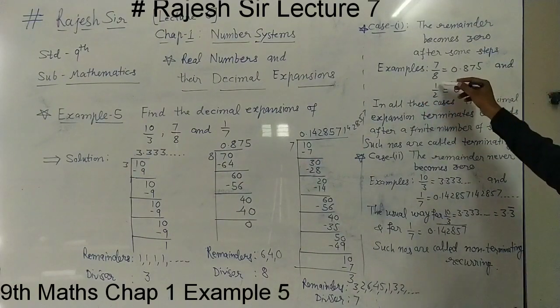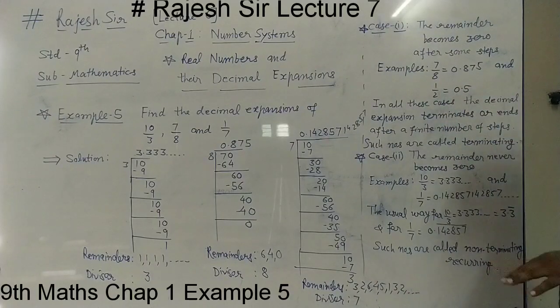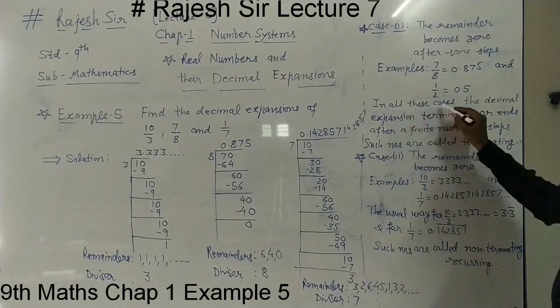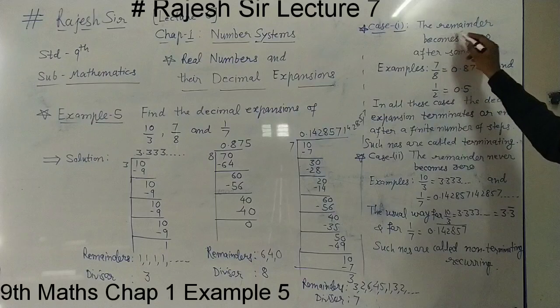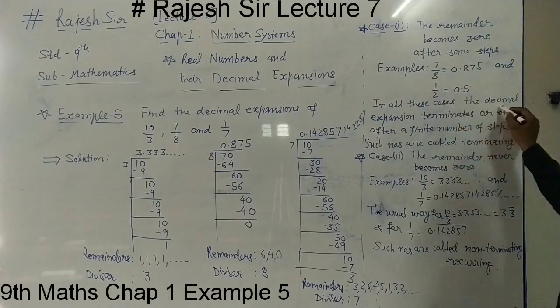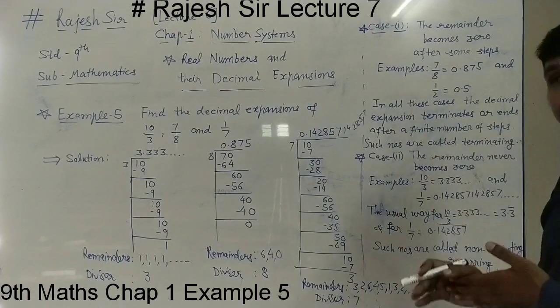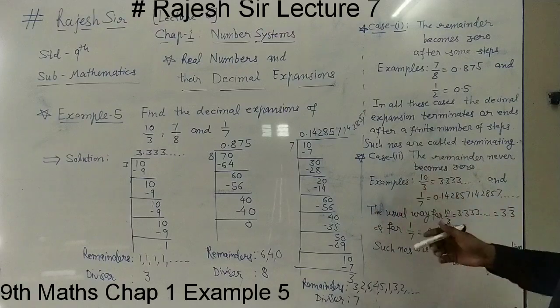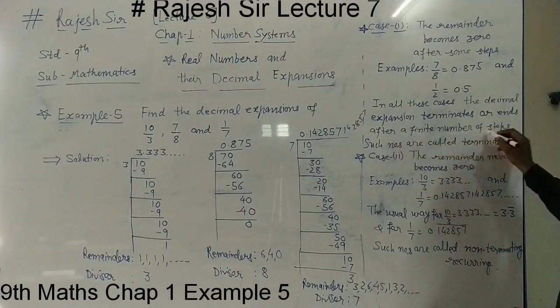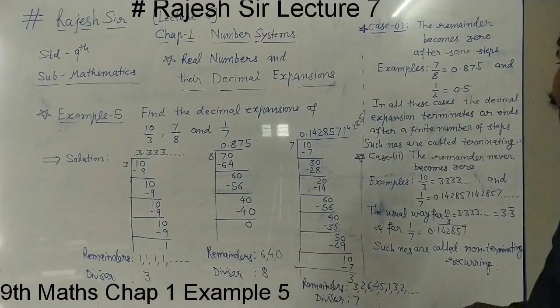And one more example we can take, like 1 by 2. If you divide, you get 0.5. At the first stage only you get 0 as remainder. So in all these cases, where we get remainder 0 after some stages, the decimal expansion terminates. You can say the decimal expansion terminates means it ends somewhere, or ends after a finite number of steps.